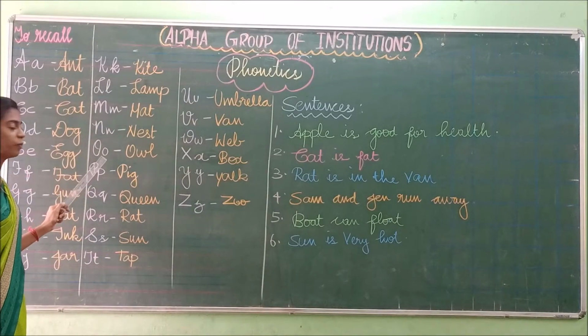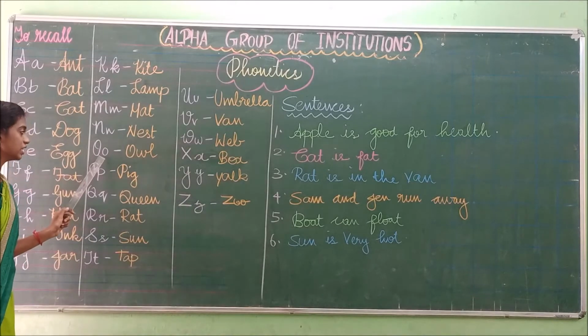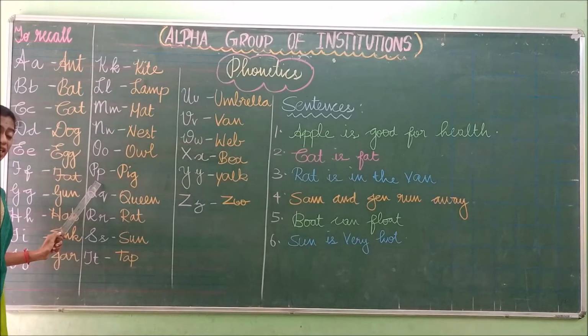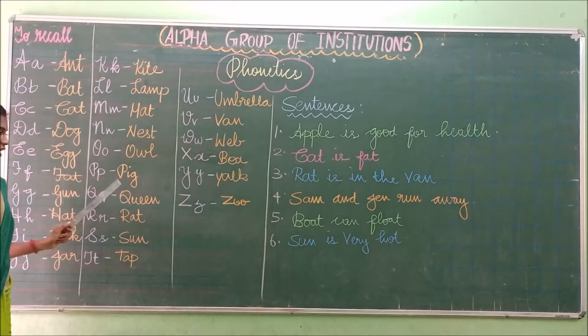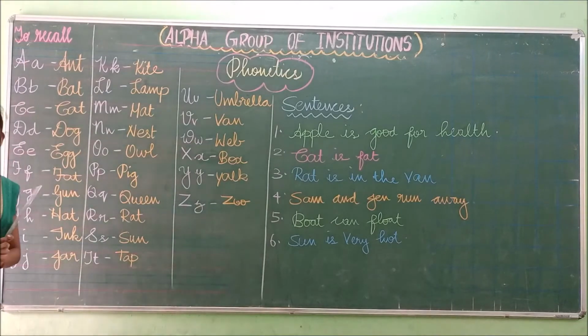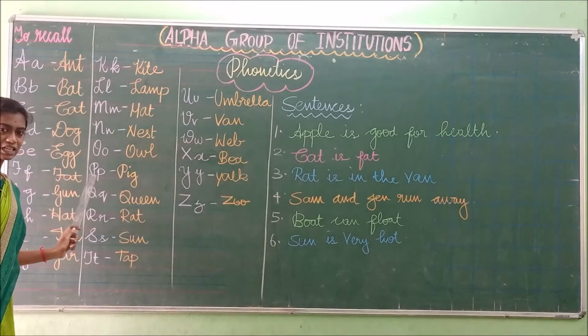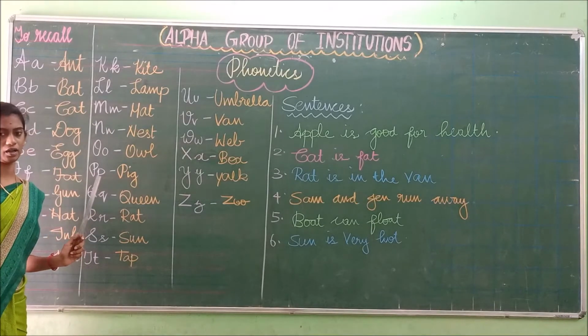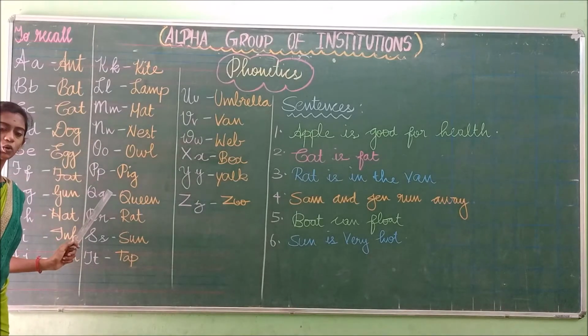And the next one, O. The letter O sounds as O. And the next one, P, sounds as P. For B, it sounds as B, and for P, it sounds as P. And the next one is Q. The sound of Q is quack.